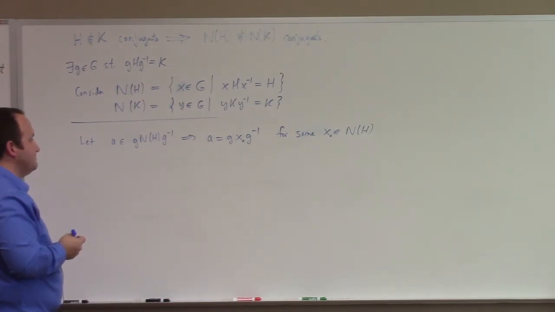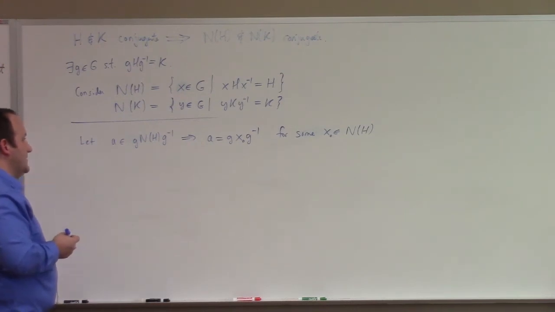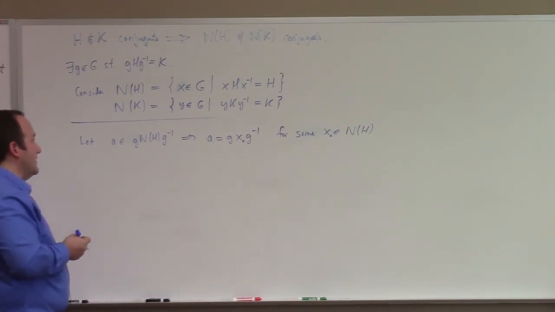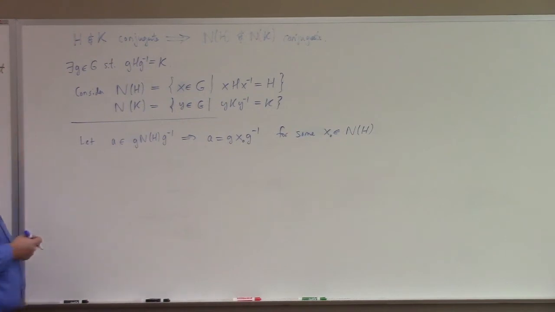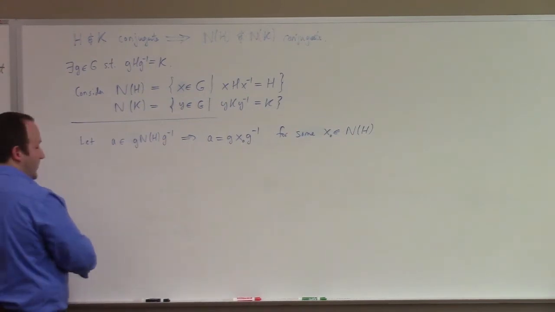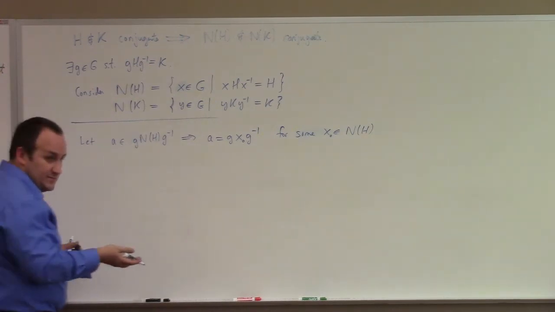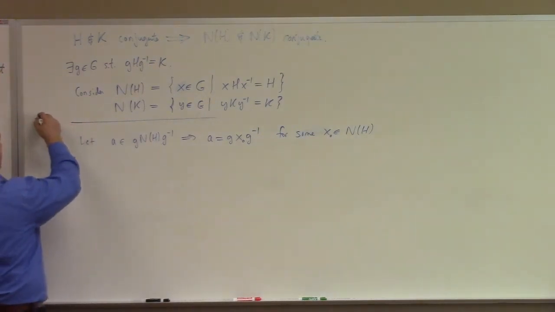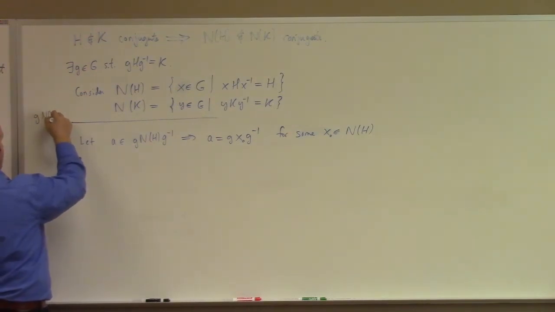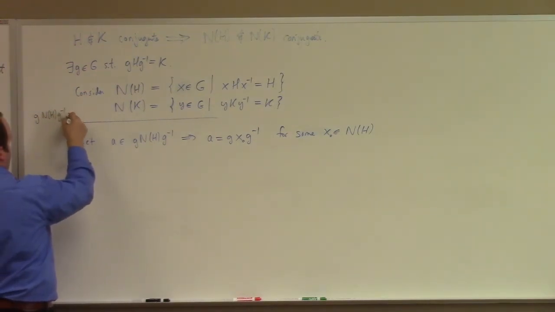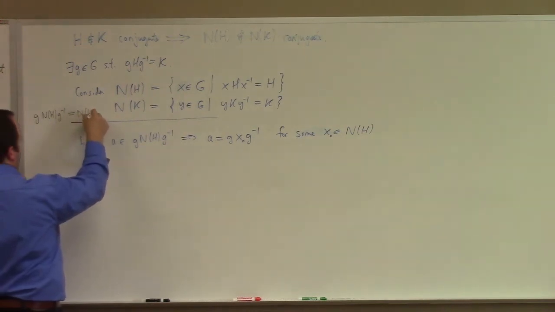Wait, what were we trying to show again? A is in K? Yeah, we'd like to show that A is in N of K, right? Because our suspicion, and this could be wrong, they could be conjugate by other things, but our hunch was that this was equal to this.